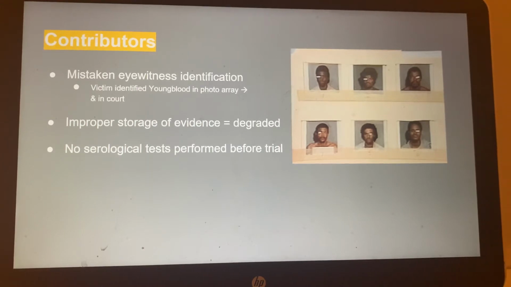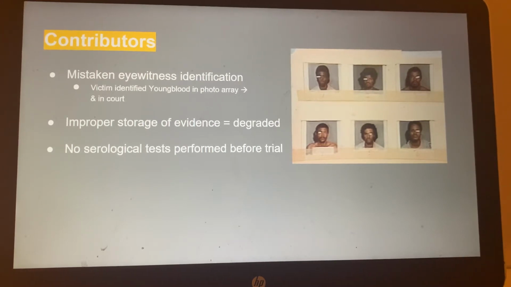And so the mistaken identification was made, and it was also aided by the improper storage of evidence. When the boy was raped and taken to the hospital, clothes were given to the researchers, and they took the semen samples from the clothes. However, it got into the police's hands, and they were supposed to refrigerate it. They didn't end up refrigerating it, and it led to it being degraded.